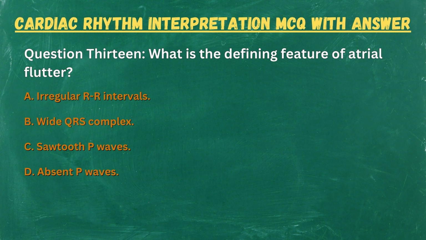Question 13. What is the defining feature of atrial flutter? A. Irregular RR intervals. B. Wide QRS complex. C. Sawtooth P waves. D. Absent P waves. Answer: C. Sawtooth P waves.